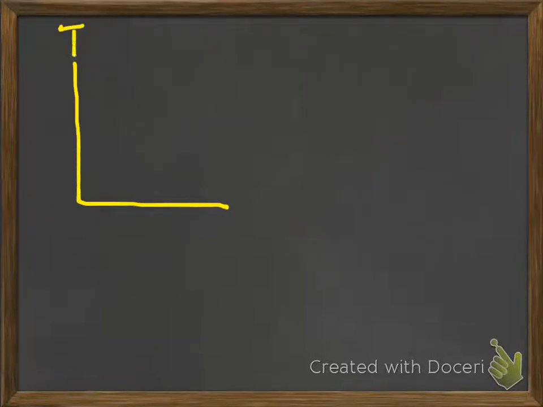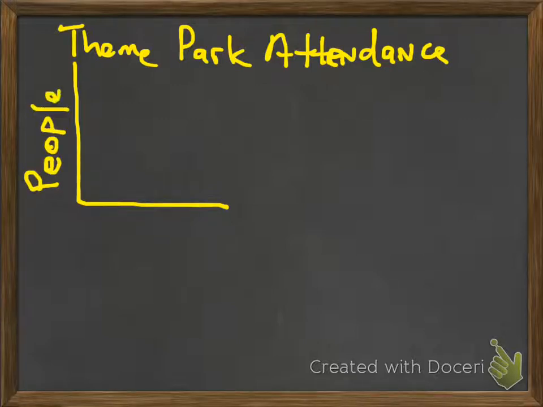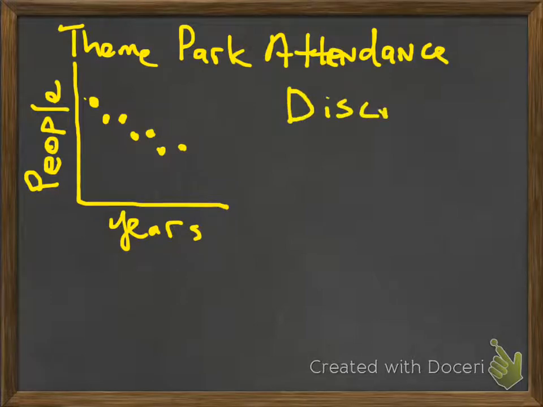Alright, so here's another example. This one talks about theme park attendance. On this one, you're going to notice we have the years on one side and the number of people attending on the other side. It is important to know which one is on the up and down axis and which one is on the axis that goes across, because we'll talk about those later when we talk about independent and dependent.